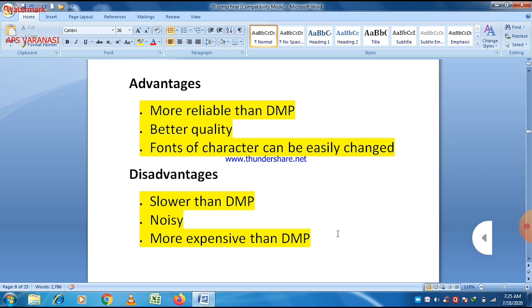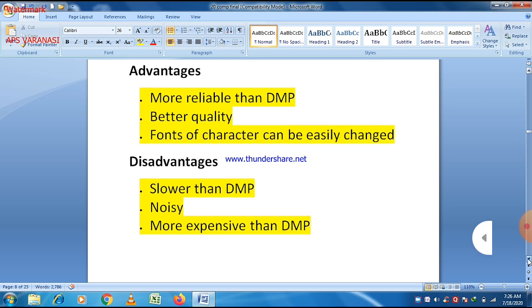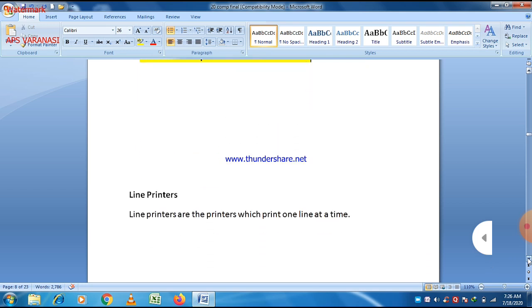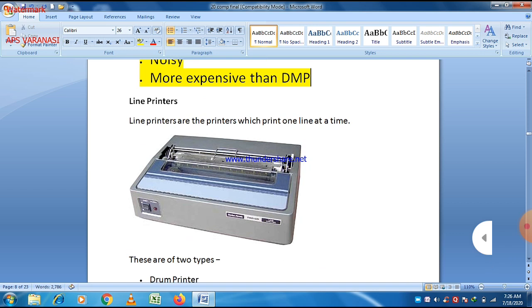Next, our next topic. Always remember the advantages and disadvantages of each and every type of printer because they may be asked in examination. So many types of printers are used, and some of them have some advantages and disadvantages. That's why one printer replaces other printers.